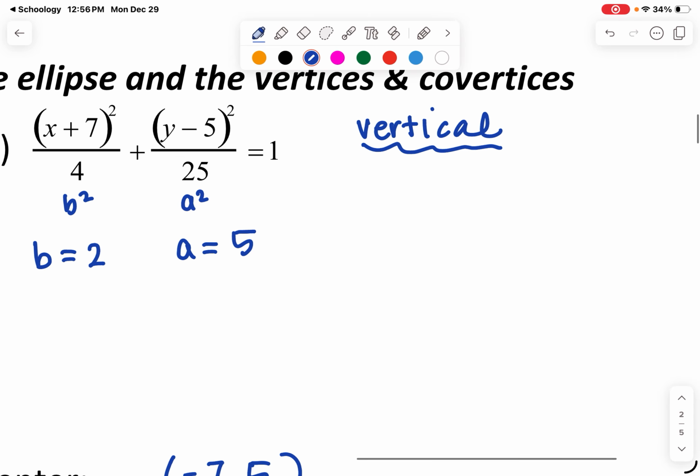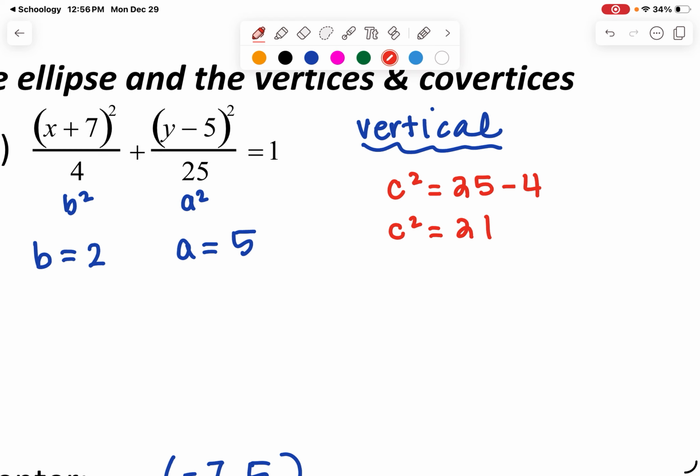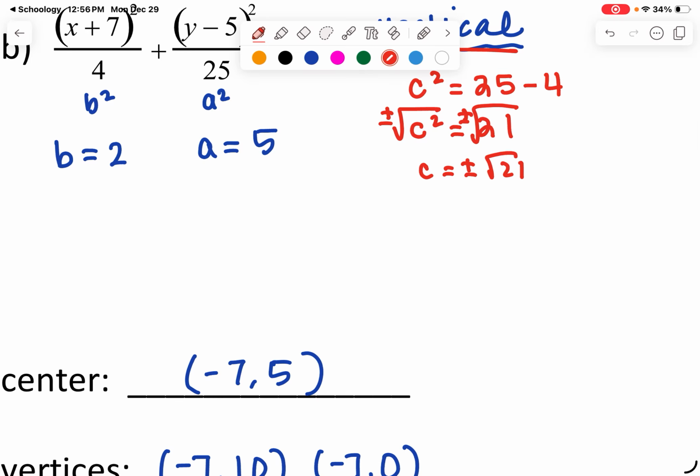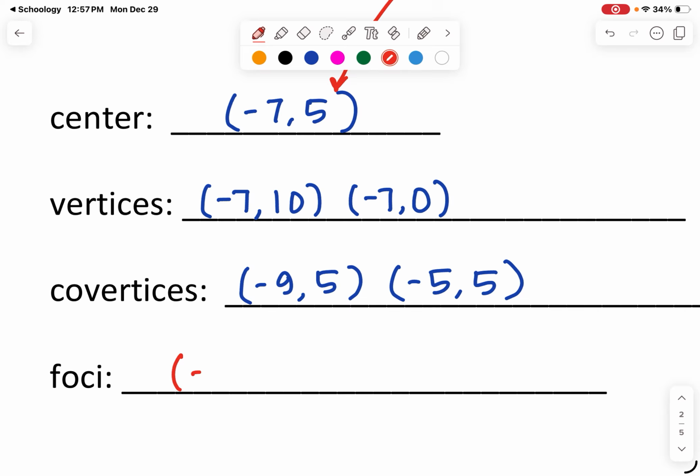Foci are c units from my center, so let's find c using c squared is equal to a squared, which is 25, minus b squared, which is 4. C squared is equal to 21. Square root to solve. Root 21 is not simplifiable, so c is plus or minus root 21. All right, remember I'm moving vertically from my center, root 21 up and root 21 down. From where? From this y value. So my x value stays the same, negative 7, and from the y value of 5, I'm moving up and down root 21.